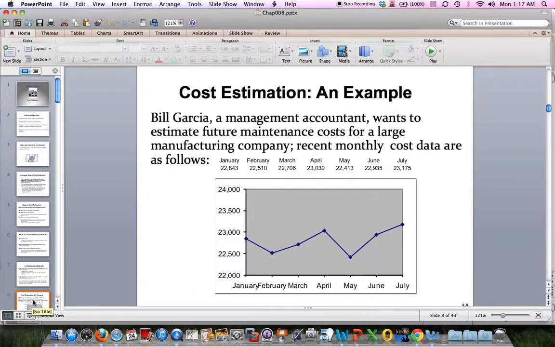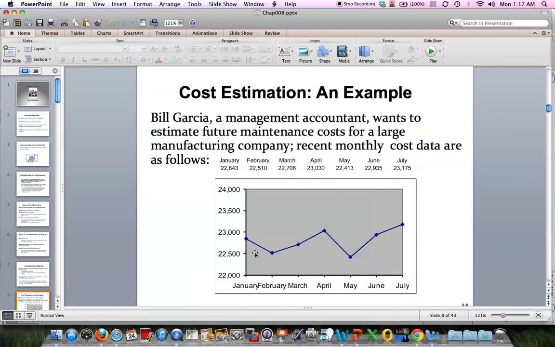So the cost estimation example, again, it's on pages 266, 68, and 69. And they say Bill in the slide I see, and it's Ben Garcia in the book, so that's interesting. Bennett or Bill Garcia, who is a management accountant, wants to estimate future maintenance costs for a large manufacturing company. And they're showing us several months worth of cost data here. And they graphed it pretty simple, right? Just cost on the vertical bar of the graph, and time is the horizontal bar.